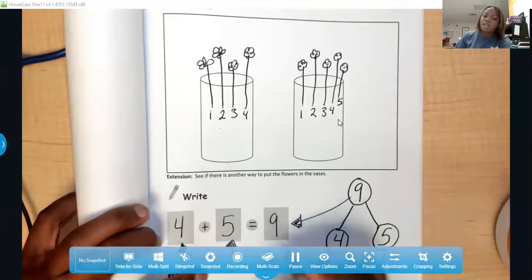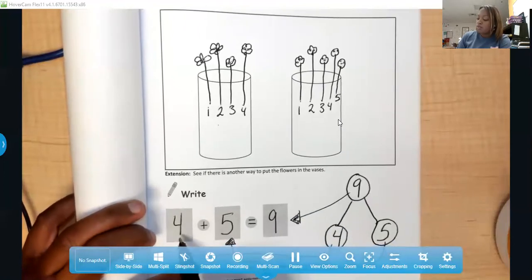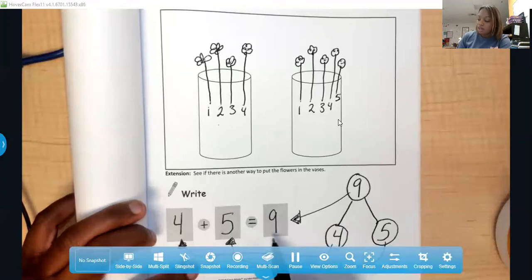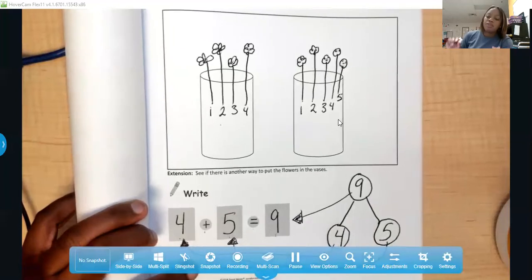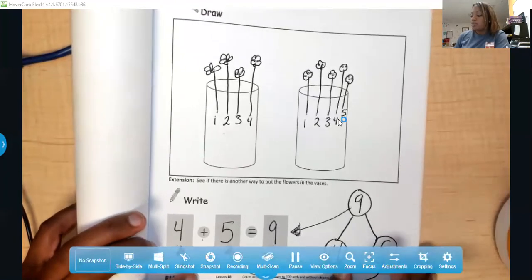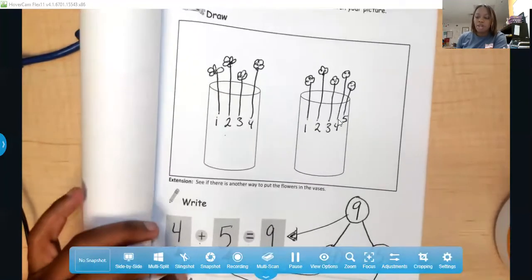And let's all say our number sentence together. 4 plus 5 equals 9. Again, 4 plus 5 equals 9. Give yourself a pat on the back. Very good job, guys. I'm so glad to see that we're still practicing those awesome math skills.